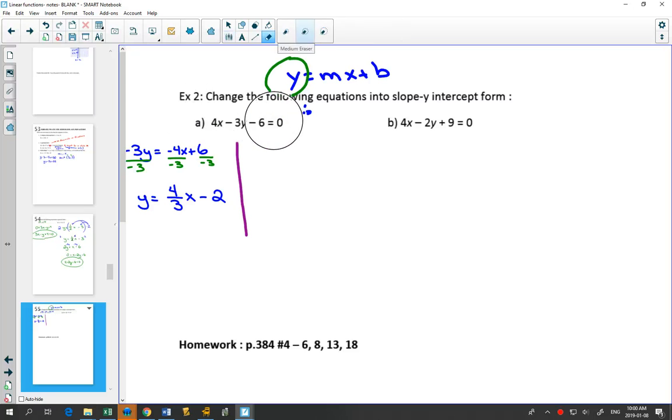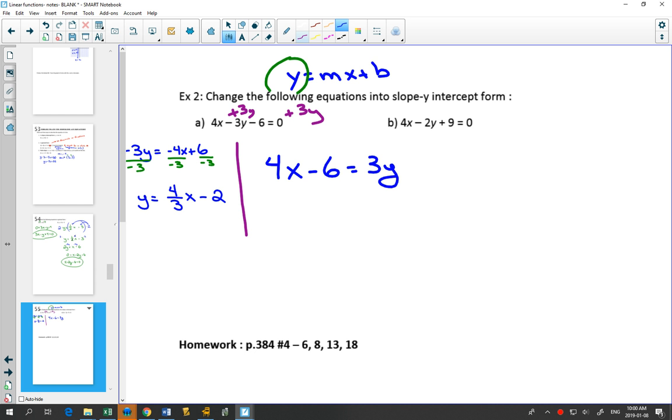Instead of moving all of the x's and the numbers to the right side, what happens if I just move the y to the right side? So I could just add 3y and add 3y. What would that give me? That would give me 4x minus 6 equals 3y. I could now divide everything by 3, and I'd get 4 over 3x minus 2 equals y. Notice it's the same answer, just the y's on the other side.